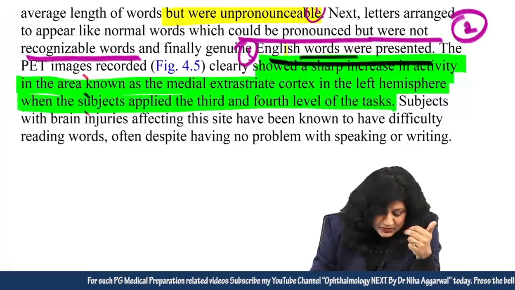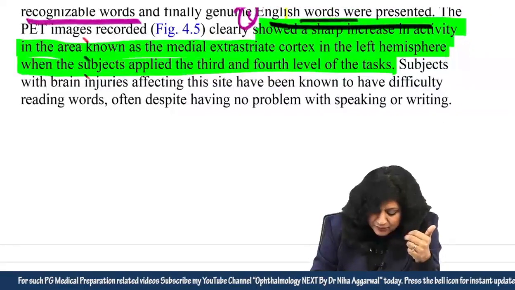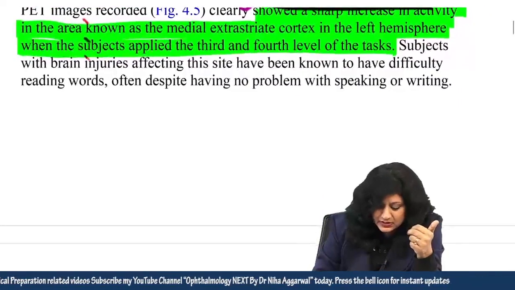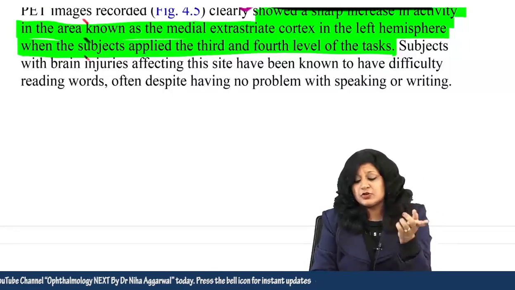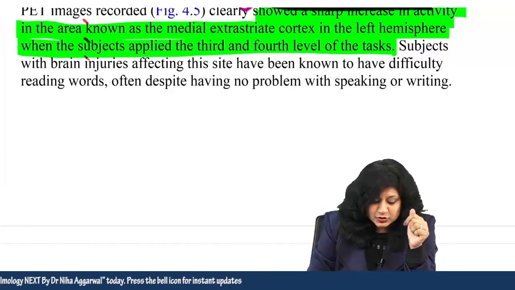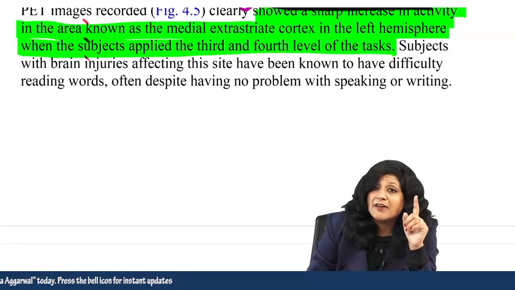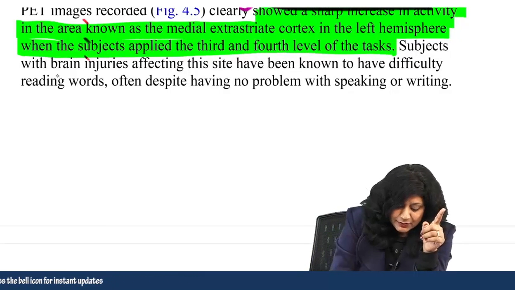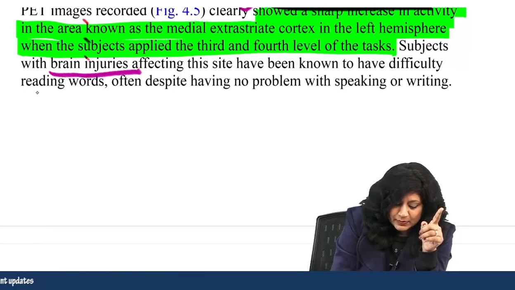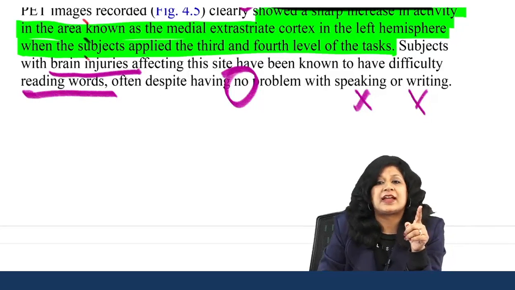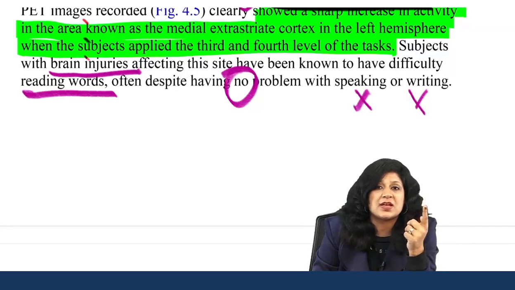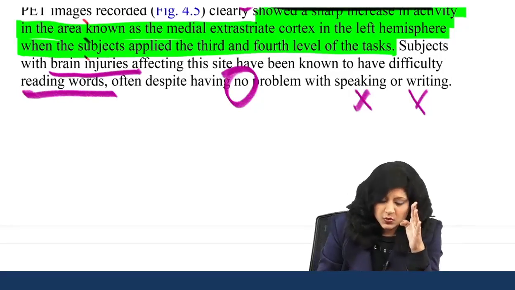Subjects with brain injuries affecting this site have been known to have difficulty in reading the words, often despite having no problem with speaking and writing. So what they are saying, now try to understand, if a person has a brain injury here, he will have a problem in reading the words but no problem in speaking and writing. Reading the words is giving a problem, so that is related with the vision there.